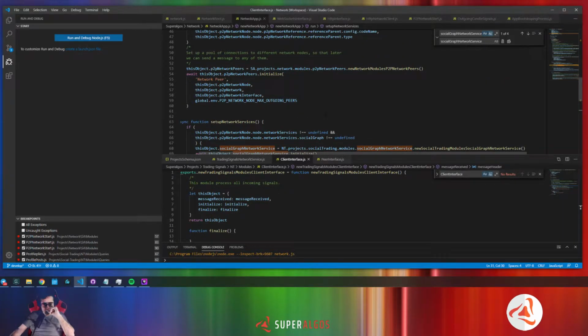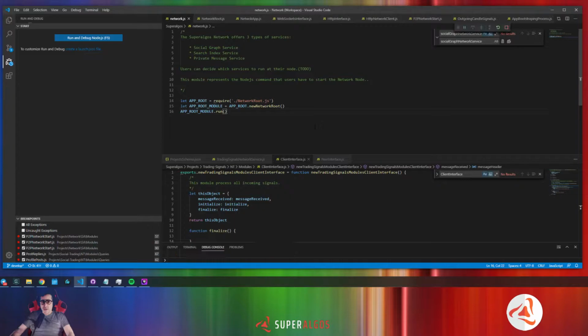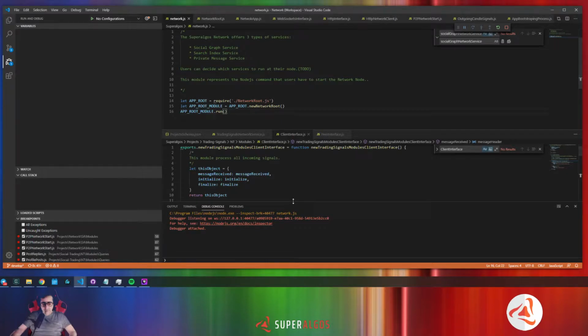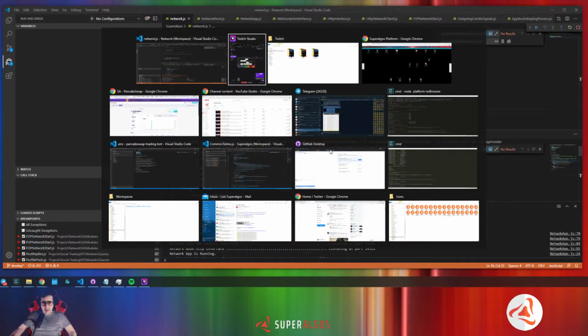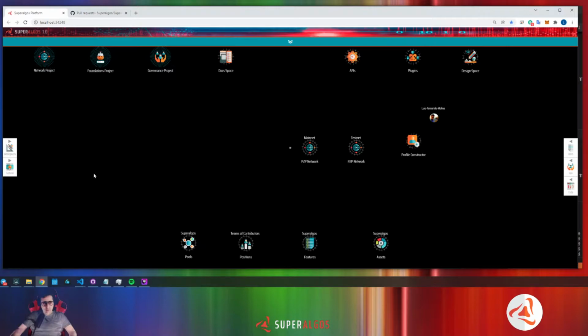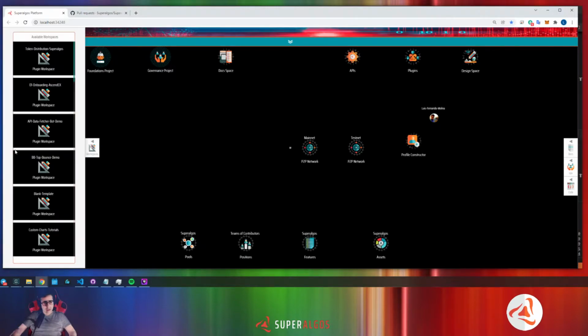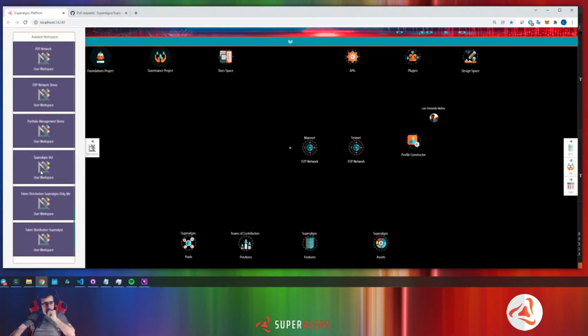Okay. So let's run. Okay, this means that this is running well. So the next thing for us would be to go and test the signals from the UI. So we are going to come here to trading signals demo.